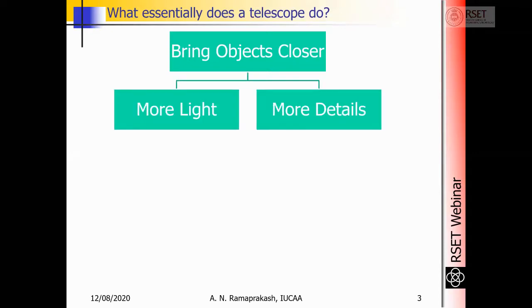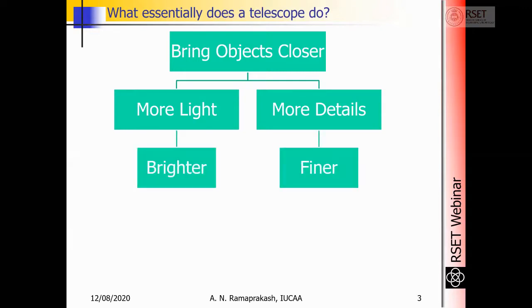When an object appears closer, you start collecting more light. And when an object appears closer, you also start seeing more details of that object. And so the object becomes brighter and you are able to see finer details. And both of these aspects are very important for astronomy.